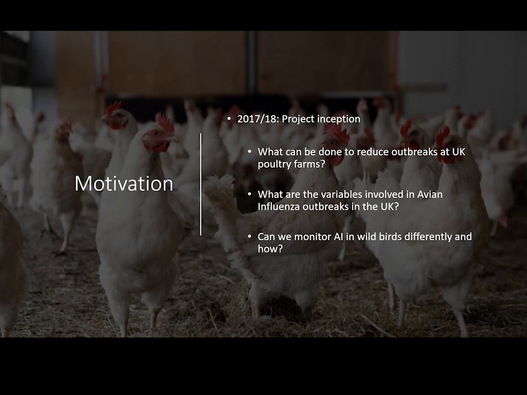We know that outbreaks do occur in poultry farms in the UK, and we know that the impacts of them are mostly economic, and a lot of birds have to be killed off in outbreaks. So is there a way that risk can be reduced to these poultry farms? The thesis is structured with that in mind, and also looking at what variables could be involved in avian influenza outbreaks in the UK, thinking about wild birds, their movements and their ecology, and can we monitor AI in wild birds a little better than we do today?